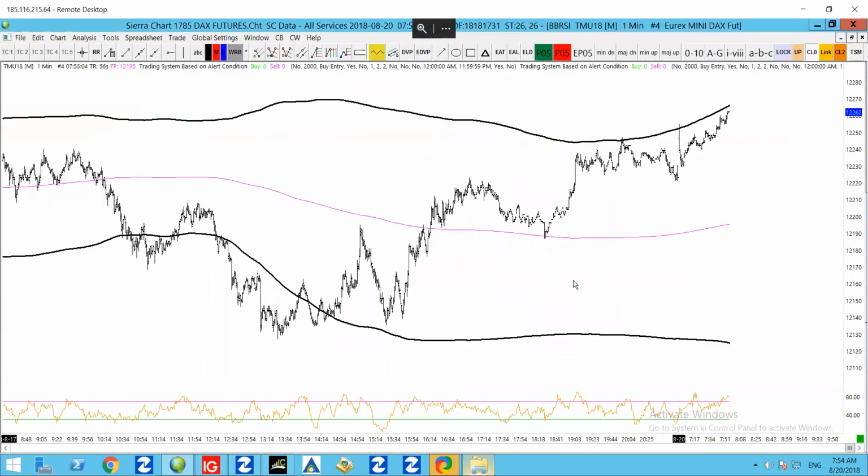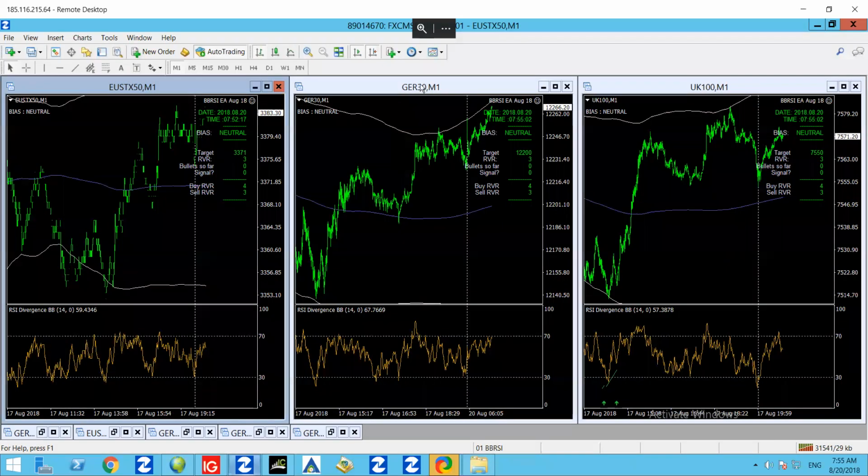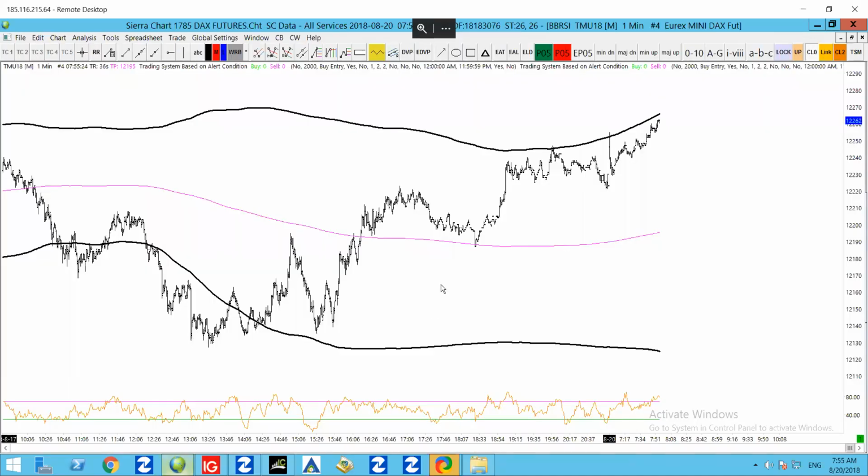Okay, as far as the BBRSI strategy is concerned, we're testing the upper band here. There were a few signals from last week. I wasn't trading Thursday and Friday, but there were 2 buy signals on Friday, and there was a sell signal on Thursday. If you want this indicator, it's available on the forum for MetaTrader. And if you want it for Sierra Charts, then the chart book is available on the forum as well.